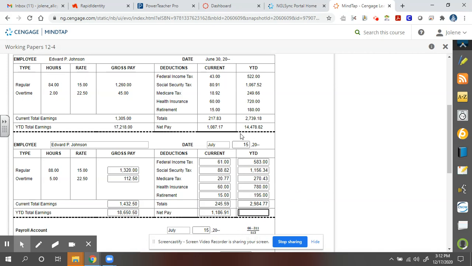One more box to go. This is his total that he has taken home for the year. $14,478.82. I'm going to add that to how much he's taken home in this paycheck, $1,186.91. And now his total take home for this whole year, as of this date of July 15th, he's taking home $15,665.73. Now we're done.